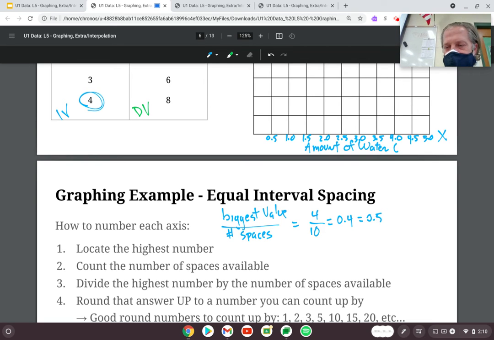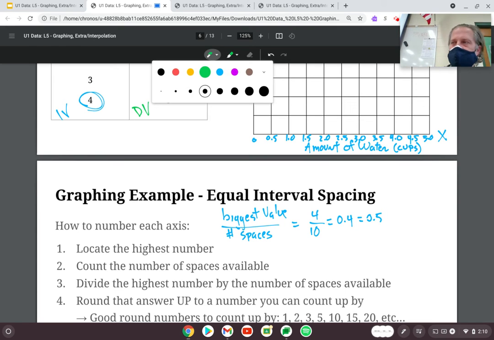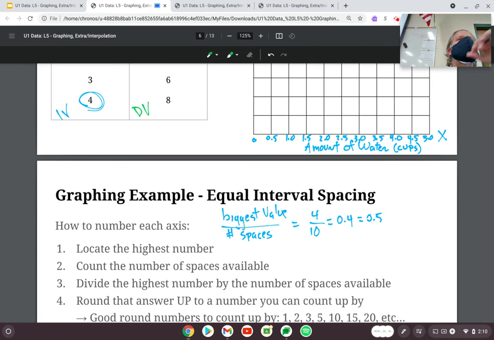And I want to make sure I have a label or a unit, and that's going to be in cups, like so. Should probably put a 0 there. Some people get all bent out of shape about that. All right. Then I have to do the same thing for my dependent variable.